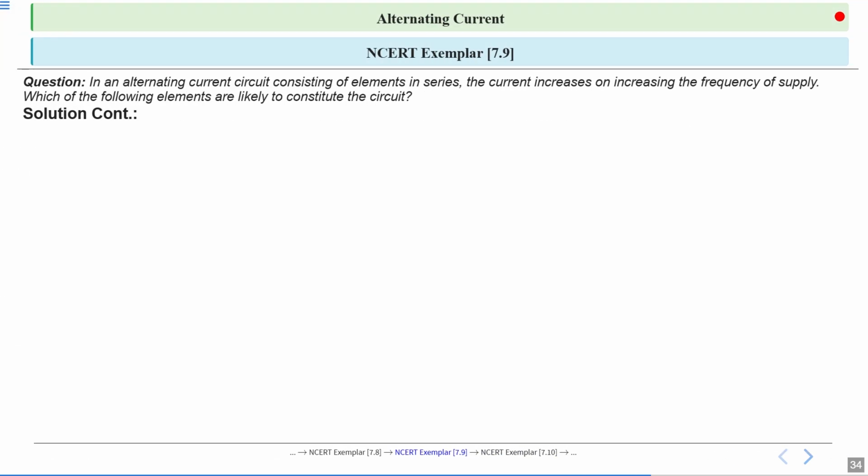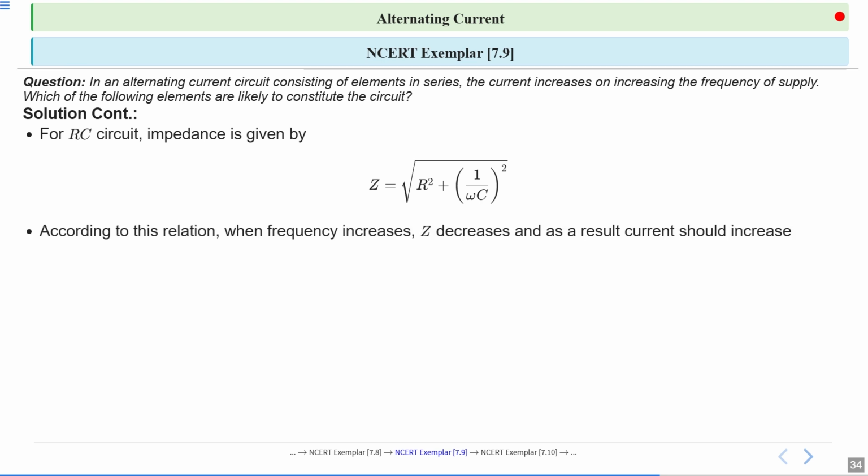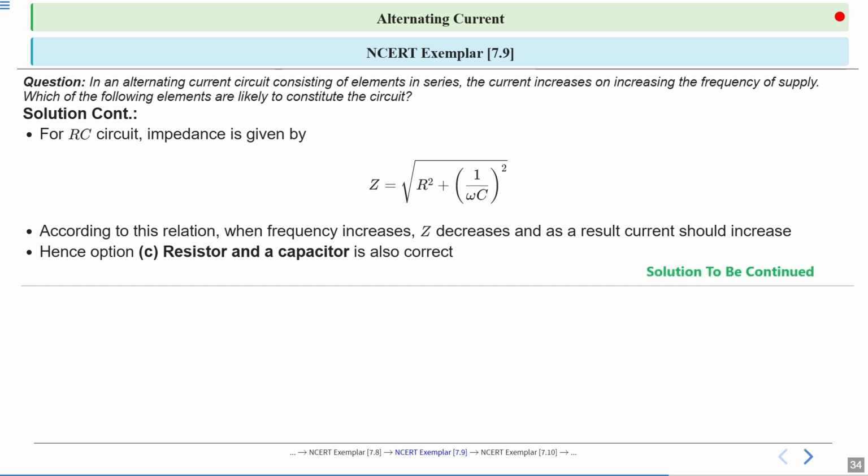Why is C correct? For an RC circuit, impedance is given by Z equal to root R square plus XC square, where XC is 1 by omega C. On increasing the frequency, this XC will decrease, due to which Z will decrease and current will increase. Hence option C, resistor and a capacitor, is also correct. So both options C and D are correct.